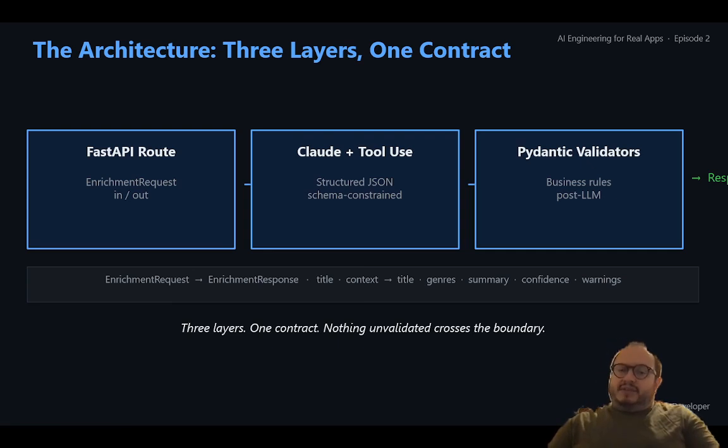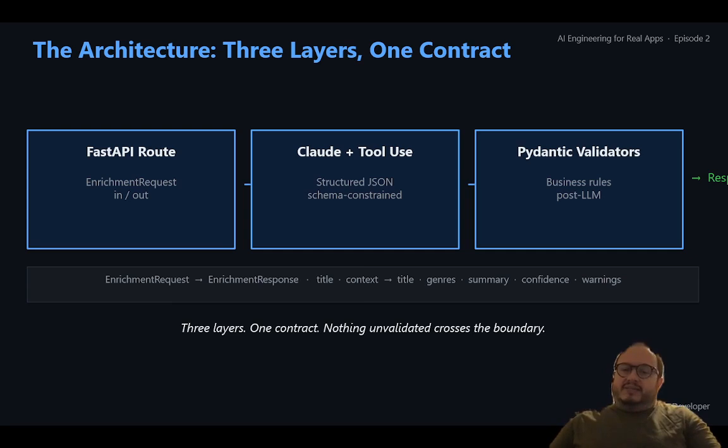The architecture for this episode has three layers. The first layer is the API layer. A FastAPI route that receives a typed request and returns a typed response. The route signature is the contract, what the caller must provide and what they will receive back, with no ambiguity. The second layer is the LLM layer. A Claude call with structured output enabled via tool use. Claude does not return a free-form string. We give it a JSON schema derived from our Pydantic response model. It returns JSON that matches the schema, every field, every type, or the call fails.